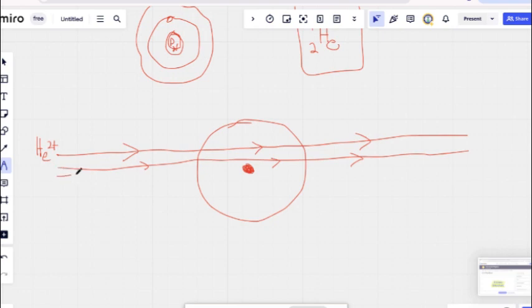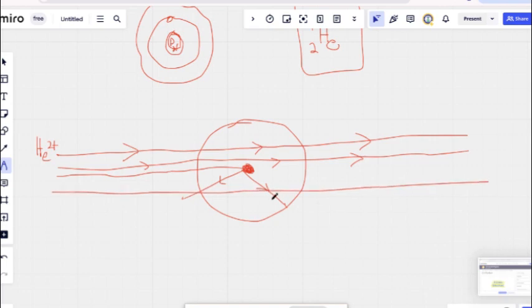They fire a few, and only a few of them were deflected. The one that hits here maybe is deflected backward, or sideways like this, or sideways like this. Only a few of them were deflected. But most of them that they fired went through.